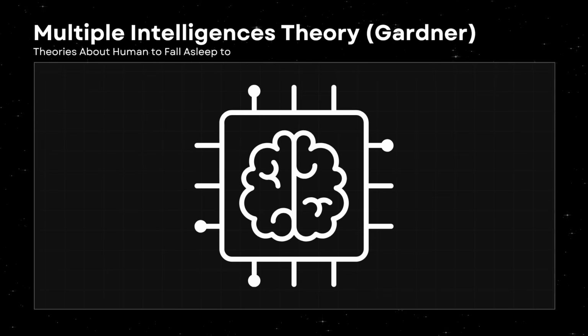Gardner also described musical intelligence. This includes the ability to hear, produce, and understand sound patterns, rhythms, and tones. Musicians, composers, and singers often show this type of intelligence.